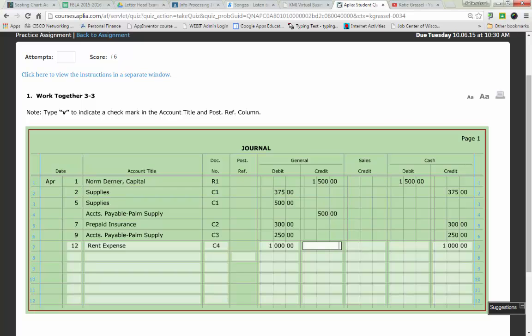The 13th, receive cash from sales, $2,500, T13. T13, what the heck is that? Don't fill in all of your information. I said it yesterday. T13. So, this transaction, T13, a source document, stands for cash register tape.